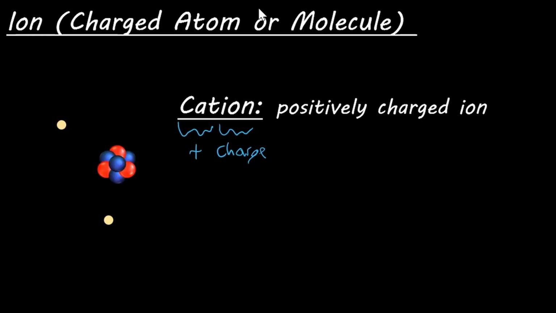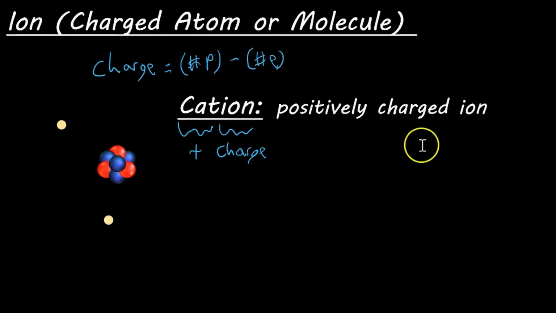And if you like equations, the equation for a charge, to calculate what the charge is, it's the number of protons minus the number of electrons. So in this example here, the protons are red. So the charge equals 3 protons minus 2 electrons, which is a charge of +1.